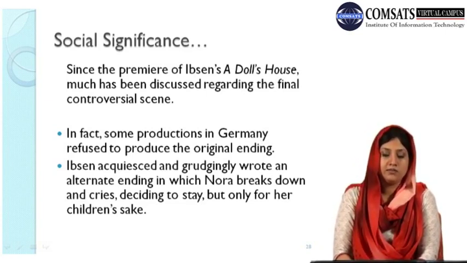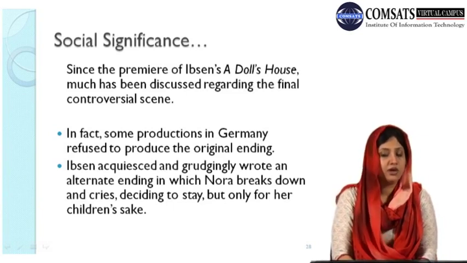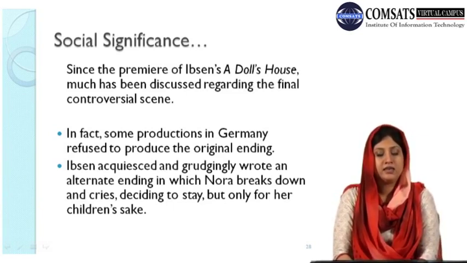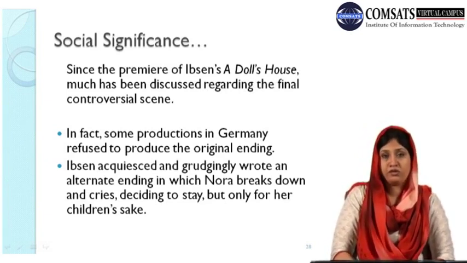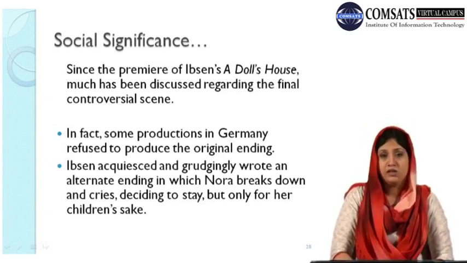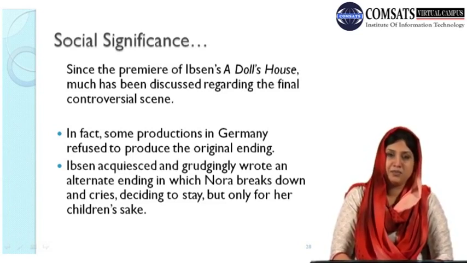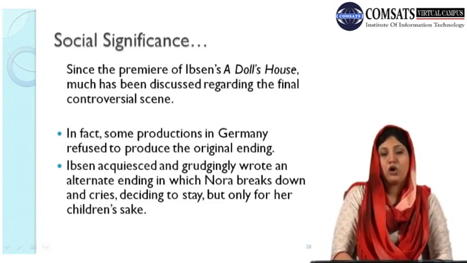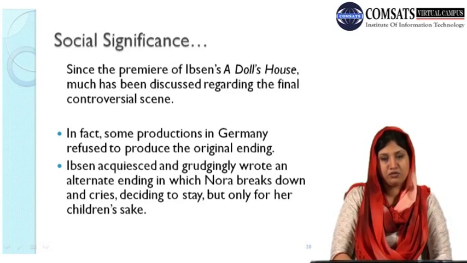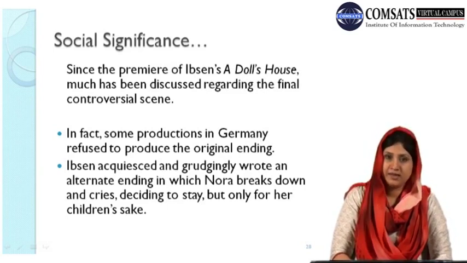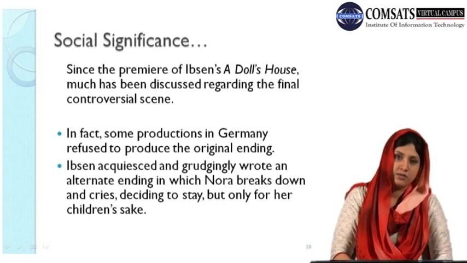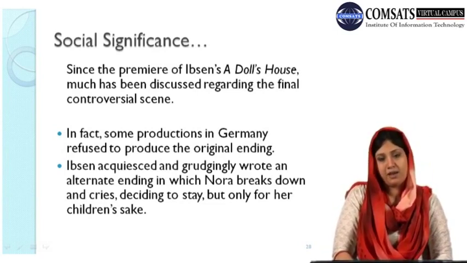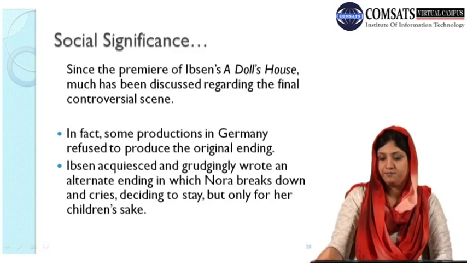Ibsen gradually wrote, because he was forced to do that, because the theater of the time did not accept this new philosophy of the marriage institution, he had to write an alternative ending in which Nora breaks down and cries, deciding to stay, but only for her children's sake. So although he presents that Nora is not happy with her husband, she has to stay back for the sake of their children.